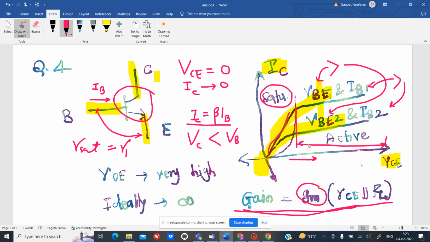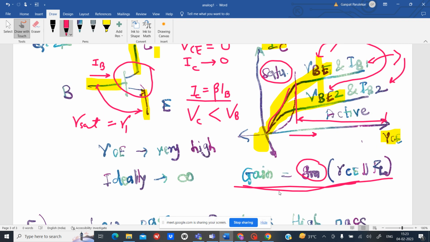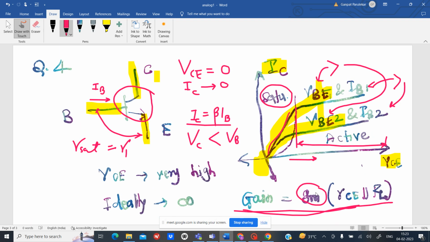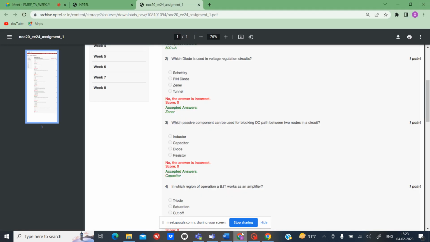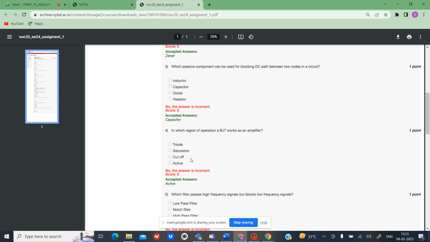Now from this graph, you can clearly see that RCE in the active region is much more than RCE in the saturation region. That's why the gain of the BJT is higher in the active region as compared to the saturation region. So the answer is the active region. The region of operation for a BJT to work as an amplifier is the active region.